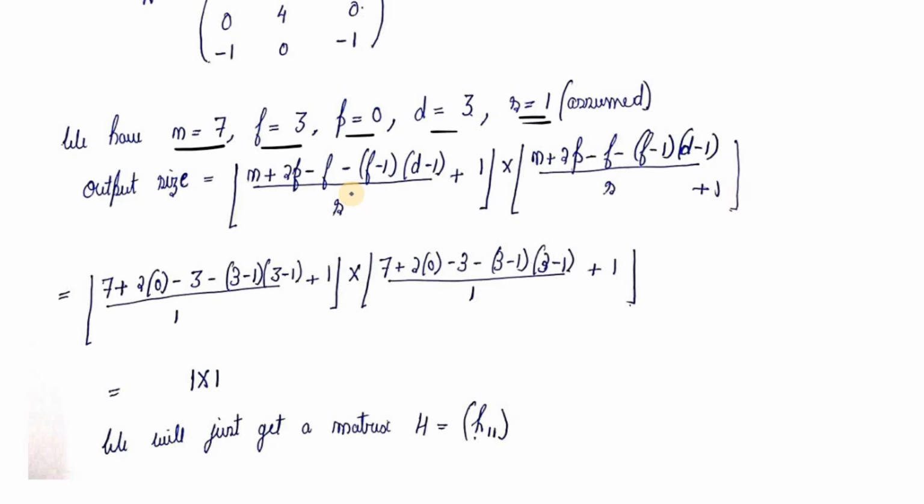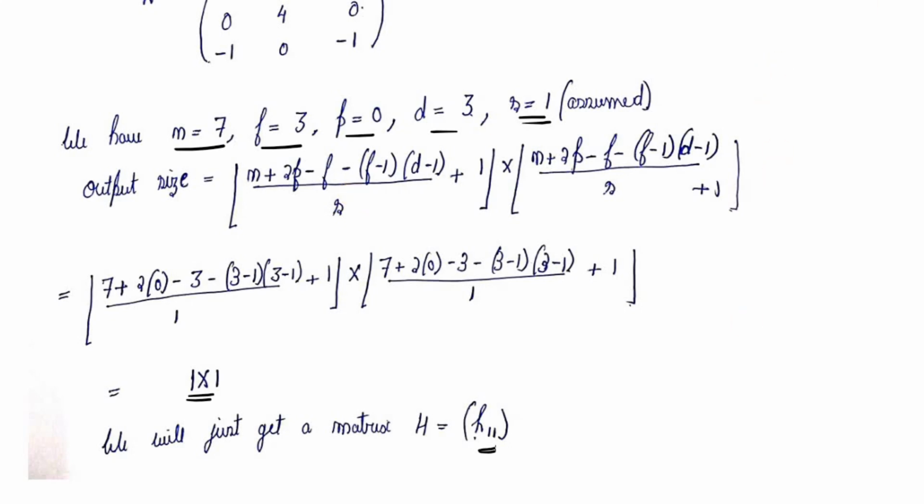We have assumed that if nothing is given, a stride of 1 is being used. Now, if the output size needs to be determined, it will be this formula: (n + 2p - f - (f - 1)(d - 1)) / s + 1. The same formula we were able to get from the paper which I referred. We just plug in the values to conclude that we are going to end up with a scalar value of a matrix.